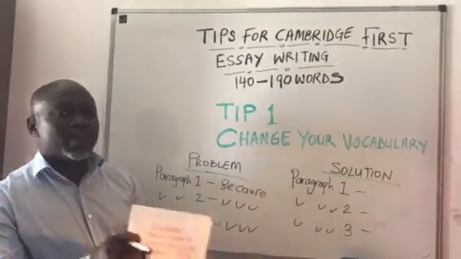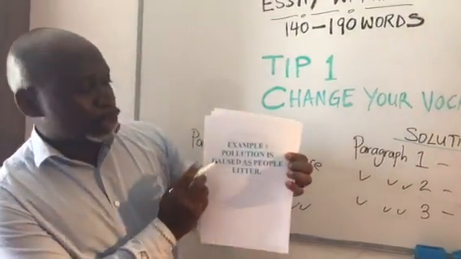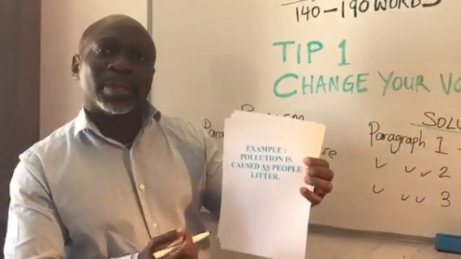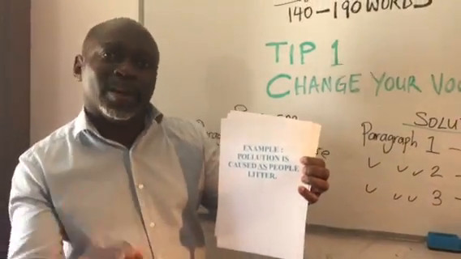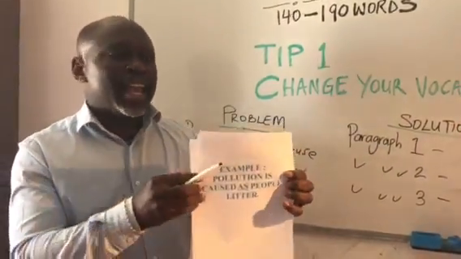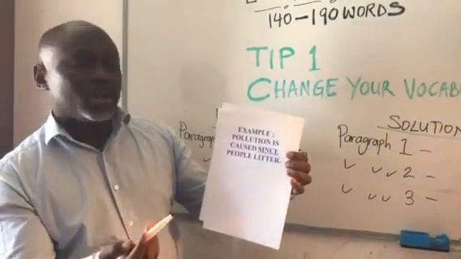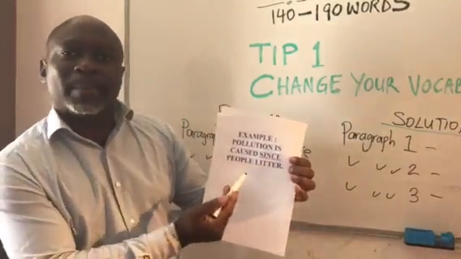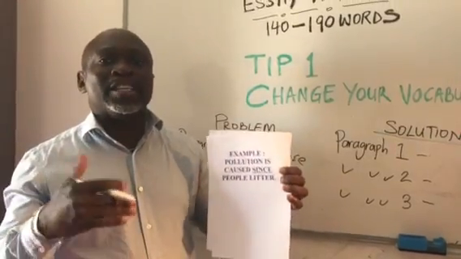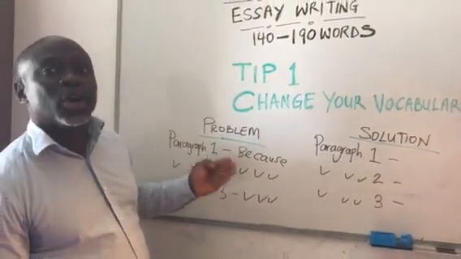And so, if you have a look at the second example, it says pollution is caused as people litter. This second example is similar to the first one, but the only thing I've done is to change because to as. And of course, in another paragraph, in this example again, it will be pollution is caused since people litter. Since, as, and because are used to give reason. So you don't have to use because all the time.